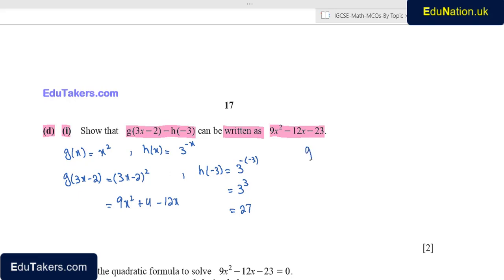Now g of 3x minus 2 minus h of minus 3 is equal to 9x square plus 4 minus 12x minus 27, since h of minus 3 is 27. This is equal to 9x square, rearranging it, minus 12x. Now minus 27 plus 4 is minus 23, hence proved.